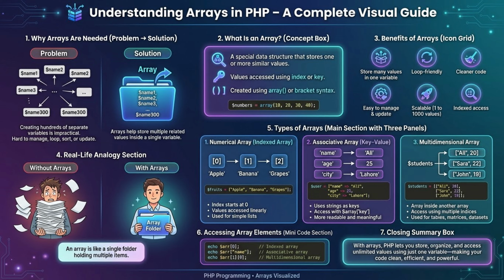The third type, multidimensional arrays, stores arrays inside other arrays, making them ideal for handling tables, datasets, or complex structures, like student records, where each entry includes both a name and age. Section 6 shows how to access elements using the appropriate syntax: $array[0] for indexed arrays, $array['name'] for associative arrays, $array[1][0] for multidimensional arrays. This gives you full control over retrieving and displaying values from any type of array.